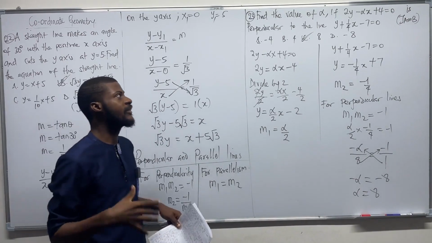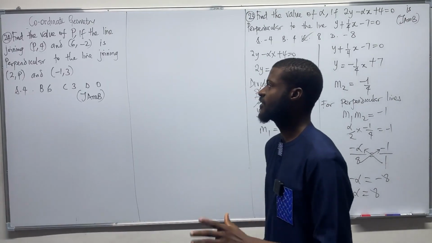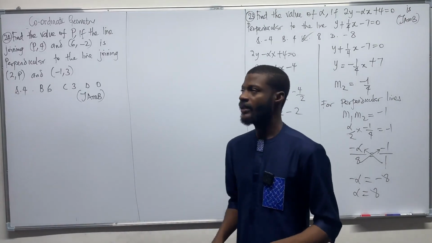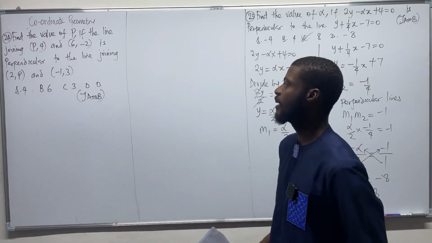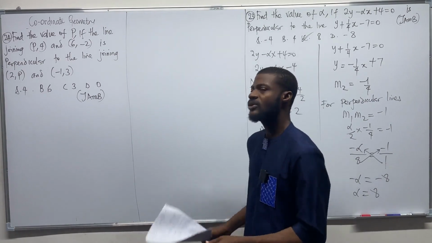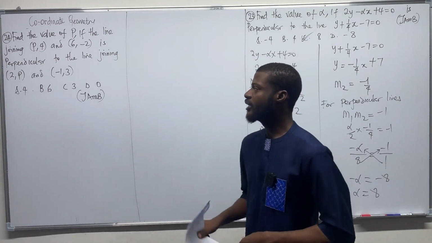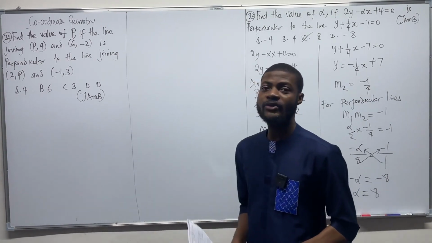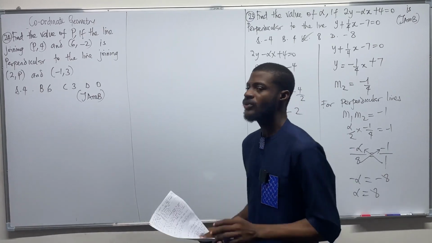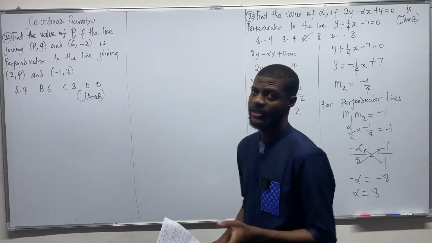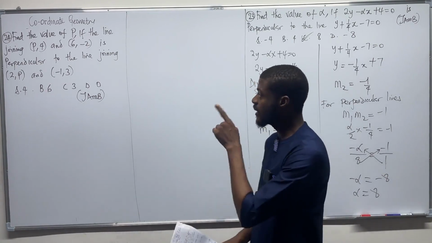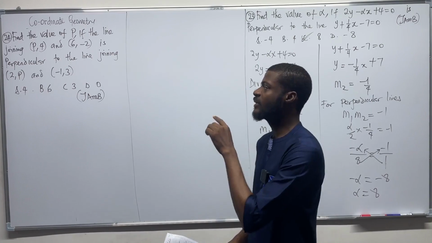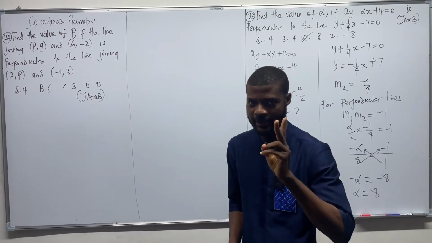Let us take a look at the next question. So this question says, find the value of P if the line joining P, 4 and 6, minus 2 is perpendicular to another line joining 2, P and minus 1, 3. So here's what we're going to do. It's actually easy. We're going to find the individual gradients of both lines. There are two lines here. Take note. Anytime you see perpendicular and parallel, just know that there are two lines.